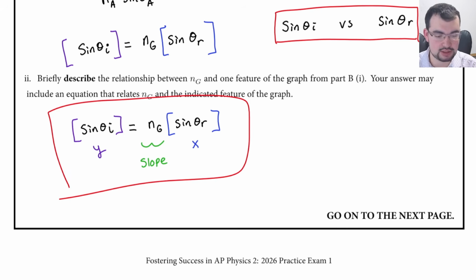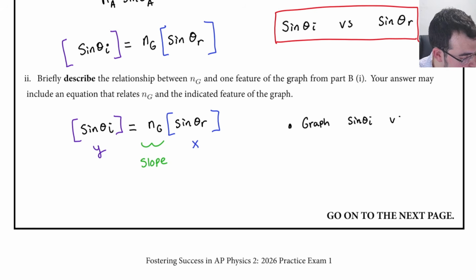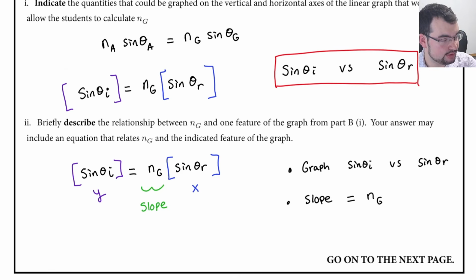This is as simple as it gets. It is so clear to us what you're putting on the axes, and it's very clear what the slope is. If you wanted to write it out in words, you'd say graph sine theta I versus sine theta R, and the slope is equal to n for glass. So how do you get B1? Pick a correct set of axes. Doesn't matter the order. And then B2, you need a correct slope relationship.